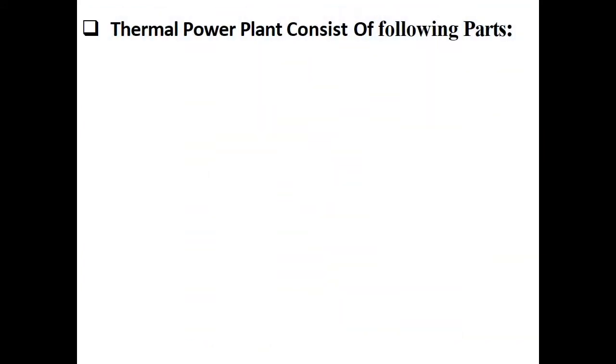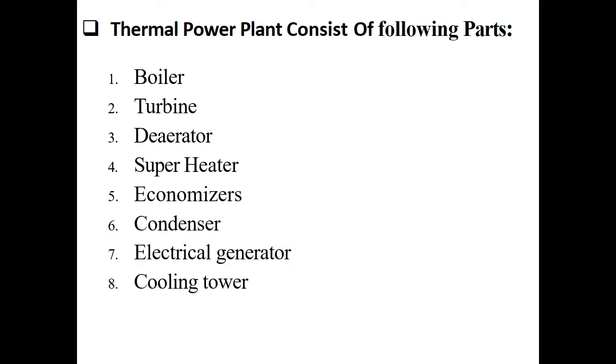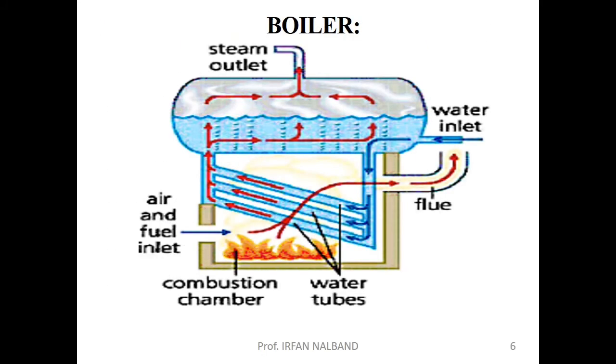So these are the component parts required for setup of thermal power plant: boiler, turbine, deaerator, superheater, economizer, condenser, electric generator, cooling tower, and ESP, that is electrostatic precipitator.